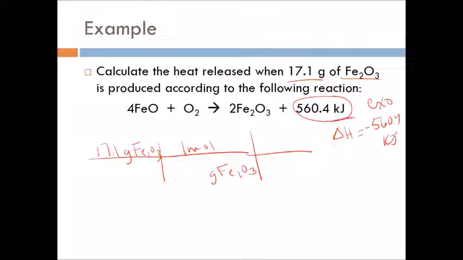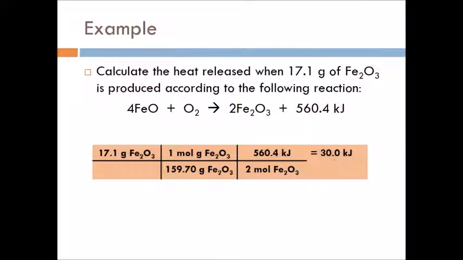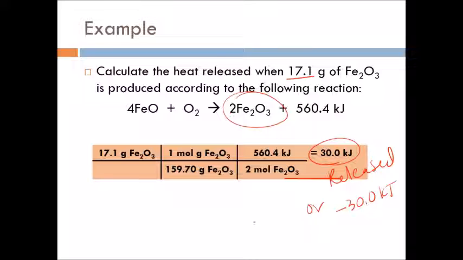And then we use our heat over here, but there are 2 moles in the equation. So this is 1 mole Fe2O3. So this is going to be 2 moles down here, Fe2O3, and then our energy for the reaction goes up here. Now I can put it in as a negative, or I can say it's being released. Those are your 2 choices. So you can say this amount released, or you could say negative 30 kilojoules, because we know that's how much is being released when we produce 17.1 grams of the product over here.